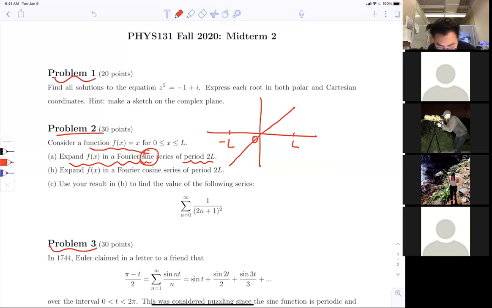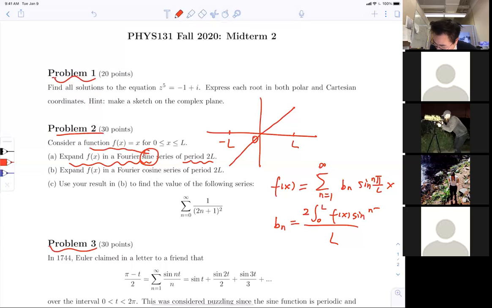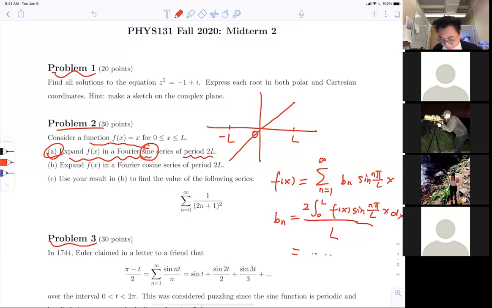Then it's just standard stuff, right? fx equals the sum over n equals 1 to infinity of bn sine n pi over L x, and bn is 1 over L integrated from minus L to L, but it's an odd function, so it's 2 times the integral from 0 to L of fx sine n pi over L x dx, and you get some value. That's it for part A. Any question?